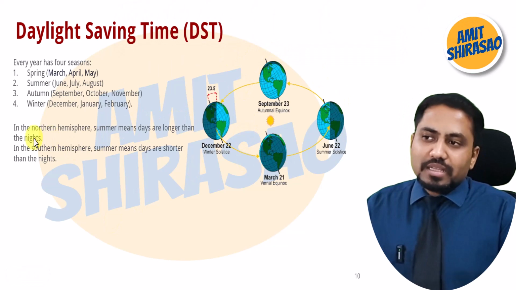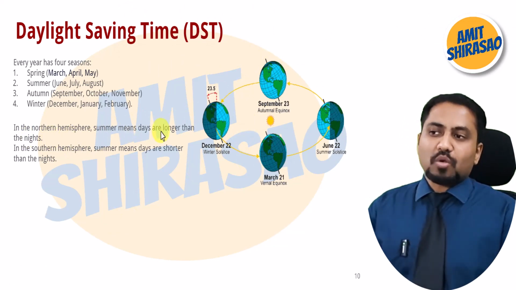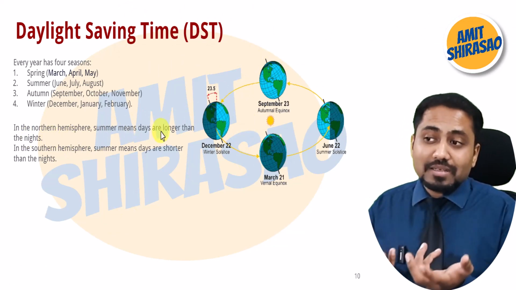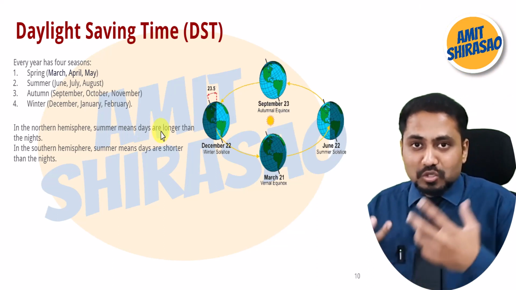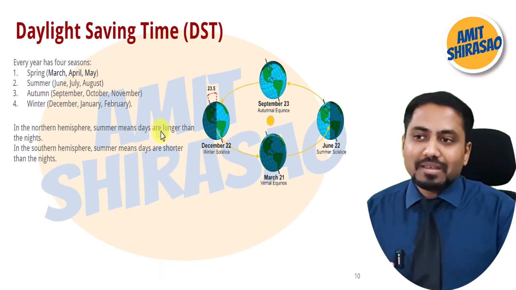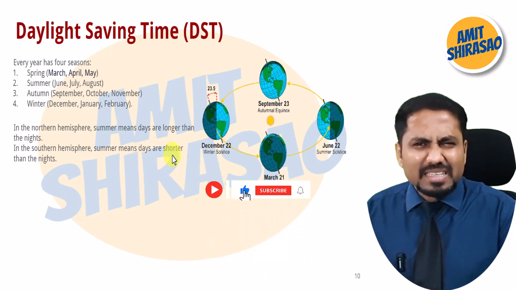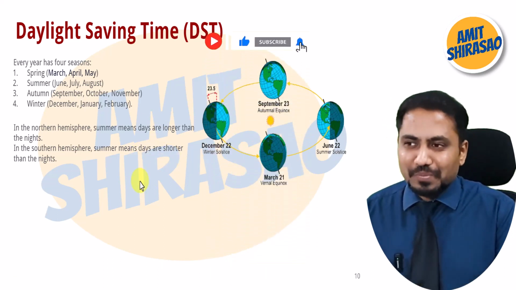And then in the northern hemisphere, summer means days are longer than the nights. In the southern hemisphere, when there is global summer, their days are actually shorter than the nights. I have just explained it to you.